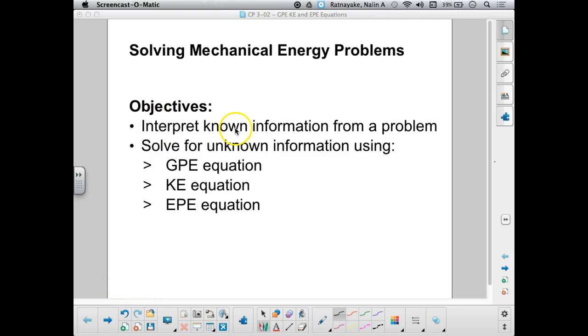So our objectives for this lesson are to interpret known information from a problem. We're going to learn how to do that. And you should also be able to solve for unknown information using these three equations that we're about to learn. The GPE equation, so for gravitational potential energy, the kinetic energy equation, the KE equation, and the elastic potential energy, or EPE equation.